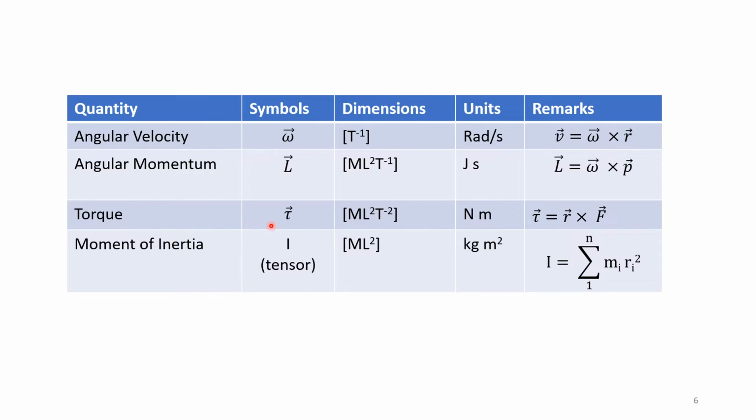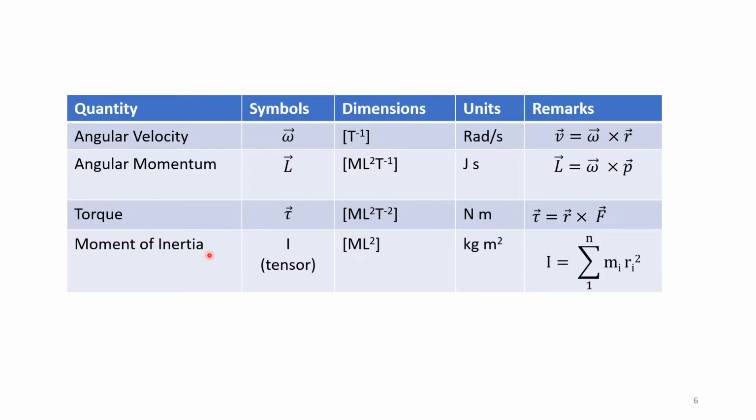Torque is represented by the Greek letter tau, and it is a vector. Its dimensions are M L squared T to the power of -2, and its unit is Newton meters. Its relationship with linear motion is tau = r cross F, where F is the force.